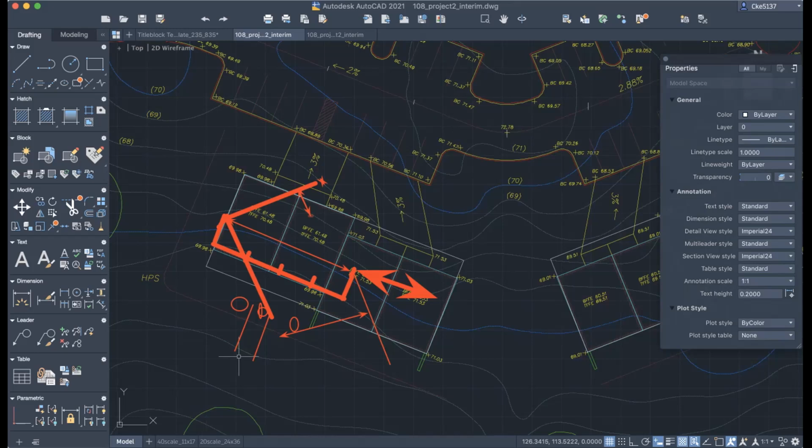Not able to clear. Interesting. Oh, that's a first time.